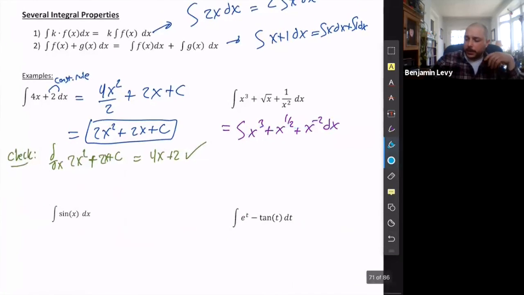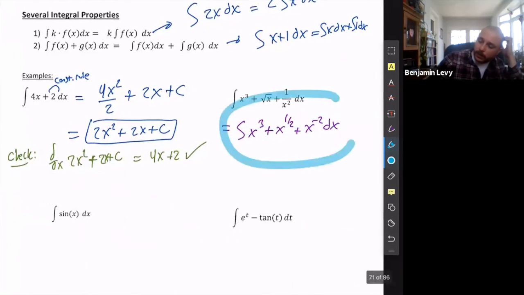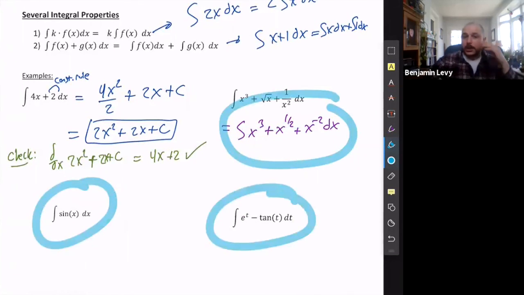All right, take a second and explore this a little bit. So try this one, 1, 2, 3. Take a look at the rules. Don't forget to add a constant, right? So you're going to throw a plus c on there.